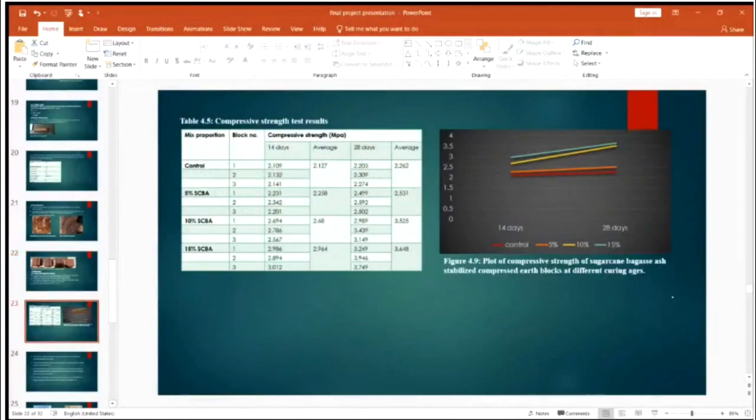So the compressive strength for the 5% on average for 14 days was 2.25. The 10% was 2.68, 15% was 2.96. For average after 28 days was 2.531 for 5% ash, 2.5 for 10% ash, and 3.648 for 15% ash.